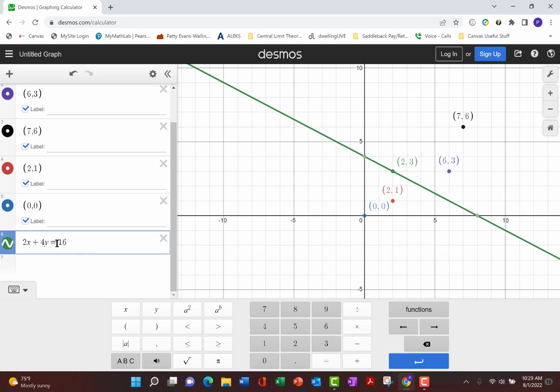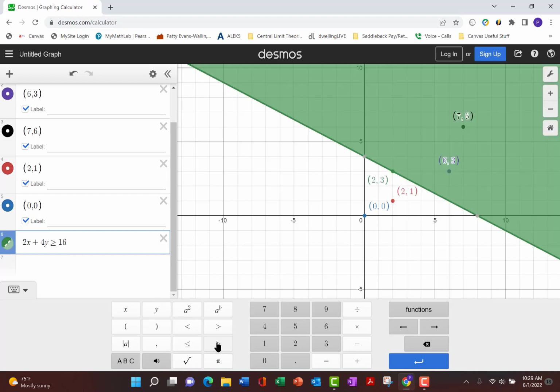Now what happens if we change the equals to a greater than or equals? As I suspected, it shades above the line. And if I were to plug any of these ordered pairs into this inequality, the left side would be greater than the right side. Let's try it for (6, 3). 2 times 6 is 12. 4 times 3 is 12. 12 plus 12 is 24, which is definitely greater than 16.